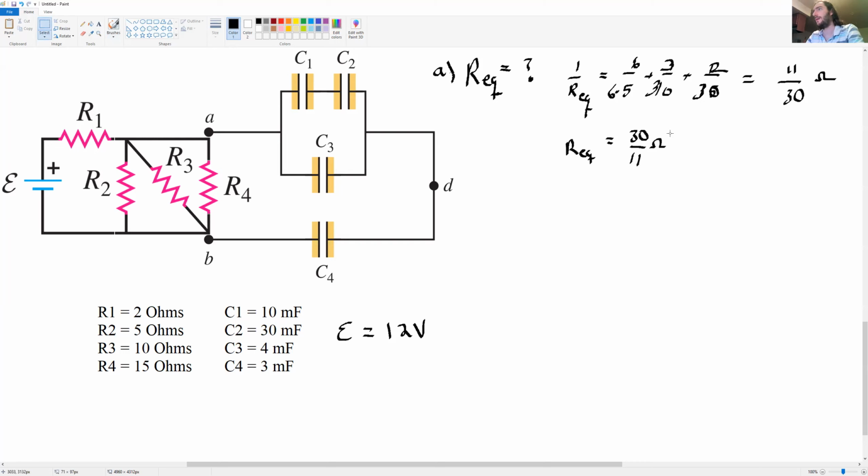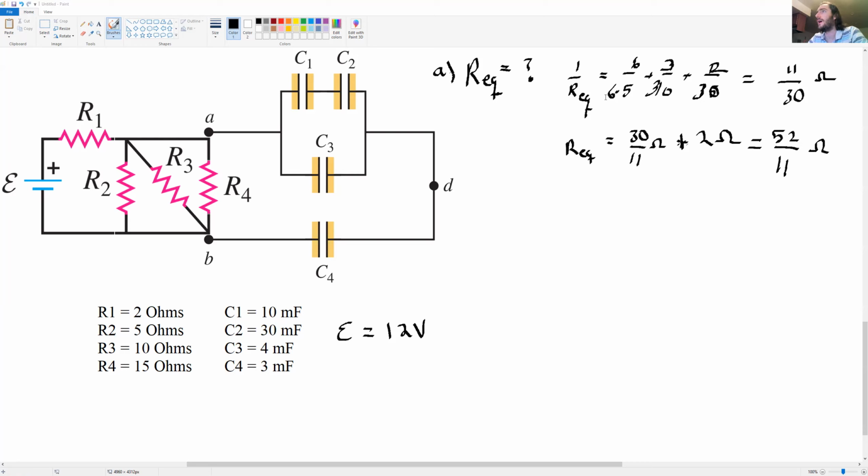So once we get this 30 over 11, that's R2, 3, and 4. We need to add in R1, and R1 is 2. So let me go ahead and add in 2 here. So we want to add in 2 ohms because it's in series. Resistors add in series. So that's the same as 22 over 11, right? So we have 52 over 11 ohms. And this, I think, is what you guys are getting here.